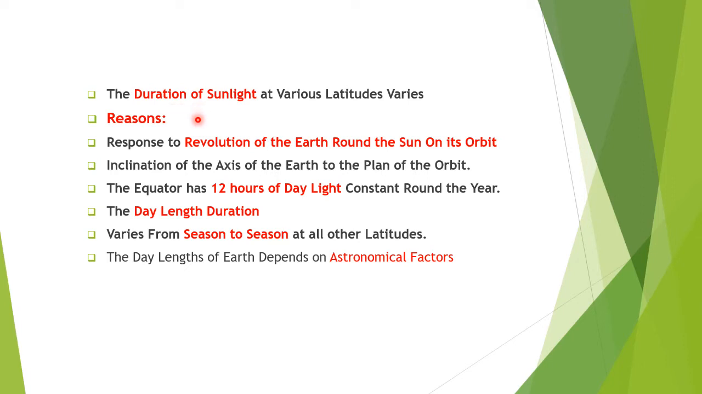The reasons for this are the revolution of the earth around the sun on its orbit, and the inclination of the axis of the earth to the plane of the orbit. You see the two things: one is the earth revolving around the sun, and the second is the spinning of the earth, which is the rotation. The equator has 12 hours of daylight constant round the year. Day length duration varies from season to season at all other latitudes. The day length of earth depends on astronomical factors.